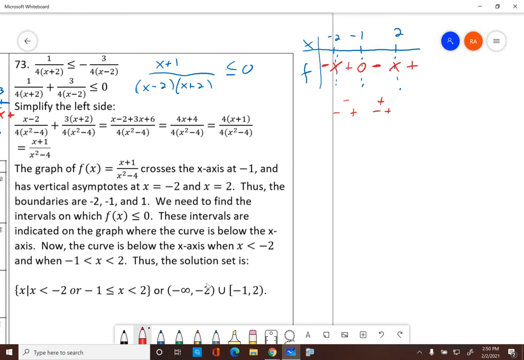So to the left of negative 2: parentheses, negative infinity to negative 2, and then union negative 1 to 2. Since you want less than or equal to 0, you're going to include the negative 1, bracket negative 1, but then 2 parentheses. And then there's your set builder notation: the set of all x such that x less than negative 2 or negative 1 less than or equal to x less than 2. So I want that negative 1, but I don't want the 2.